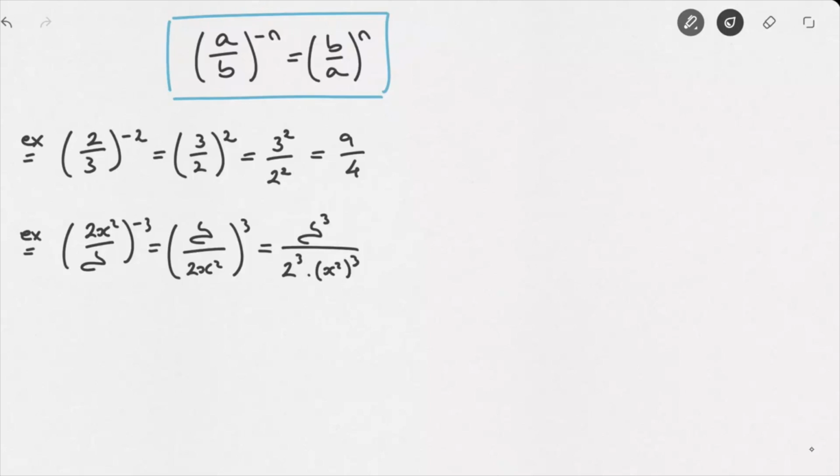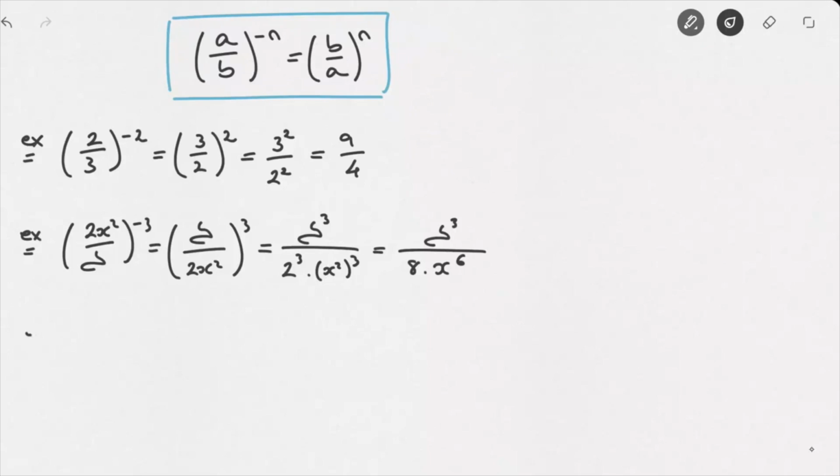Now, carrying on, this leads us to y to the power of 3 over 2 to the power of 3, which is 8, times x to the power of 2 times 3. So that will lead to x to the power of 6. And there we go. But we may also be given something a little more complicated.